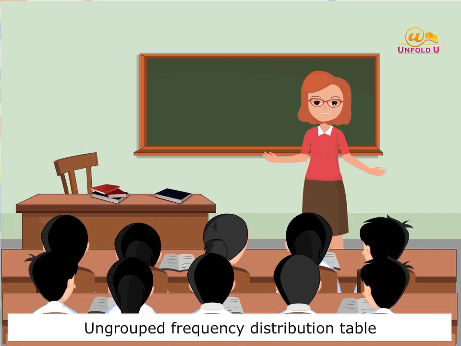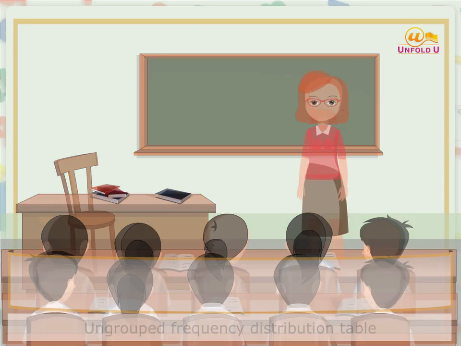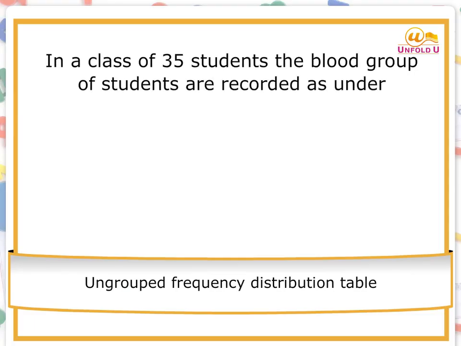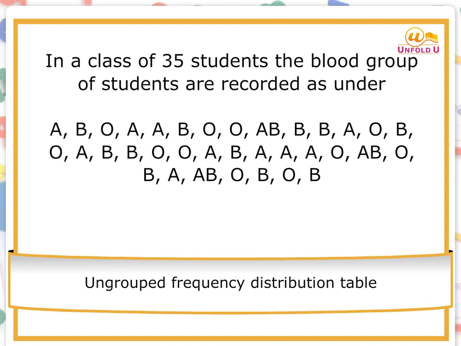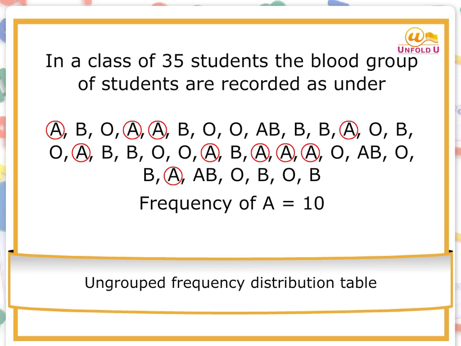When there are a large number of observations in the data, it is difficult to present it in ascending or descending form. For example, in a class of 35 students, the blood groups of students are recorded as under. In this data, 10 students have blood group A, so the frequency of A is 10.